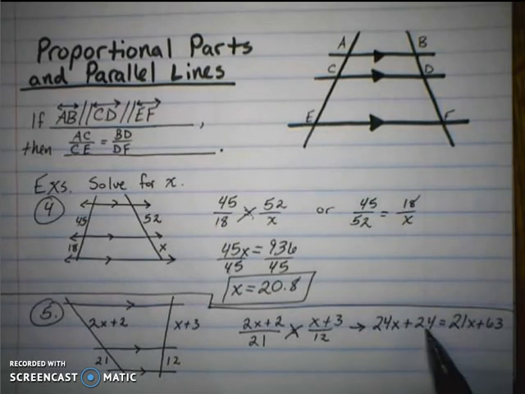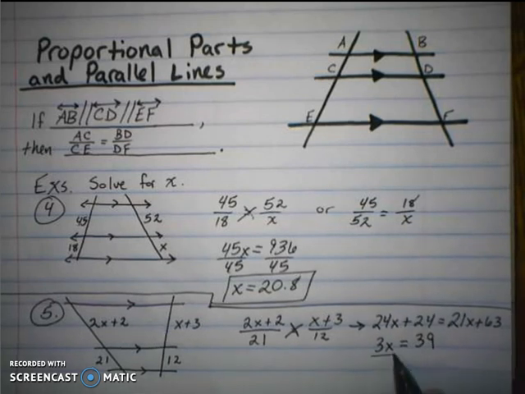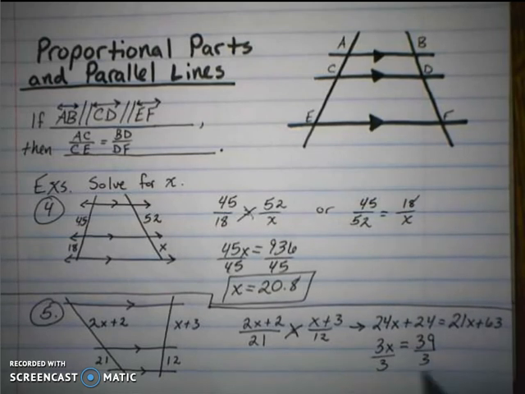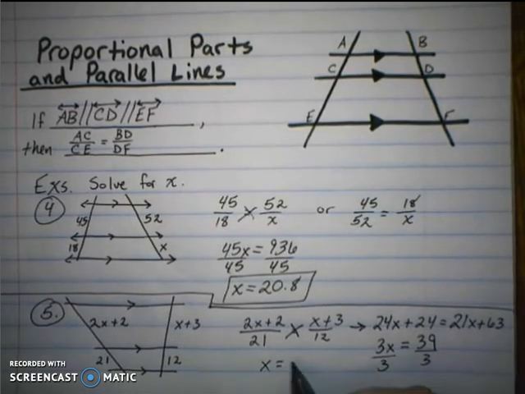24x plus 24 equals 21x plus 63. And we can subtract the 21x from both sides, and subtract 24 from both sides, and get the next line. The 3x equals 39, and then divide by 3 on both sides, and we get x has to equal 13.